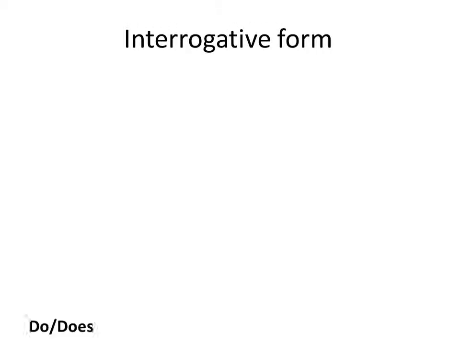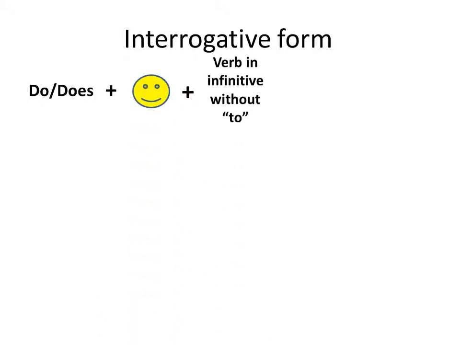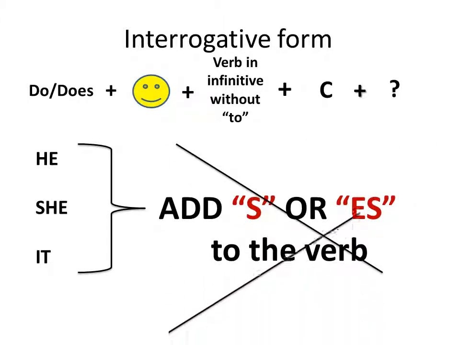Interrogative form. In this case, like always, the auxiliary goes to the beginning. So we're gonna start with do or does plus the person or subject plus the verb in infinitive without the to plus the complement, and don't forget the question mark. Alright, now the same thing for those three persons, which is the third person in singular, he, she, and it. We don't gonna add s or es at the end of the verb. No more.